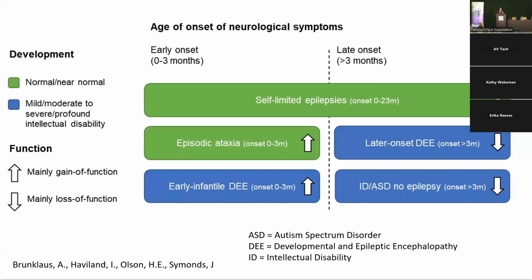And then there are the developmental and epileptic encephalopathies, a term that means that the underlying problem, the SCN2A variant, and the seizures and the EEG patterns are both contributing towards the abnormal developmental course.